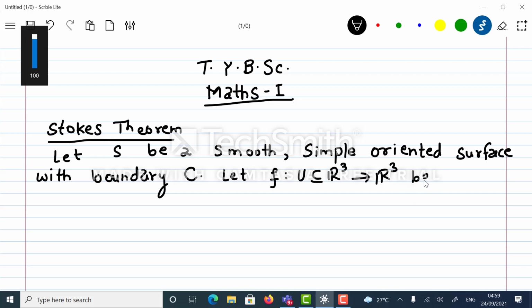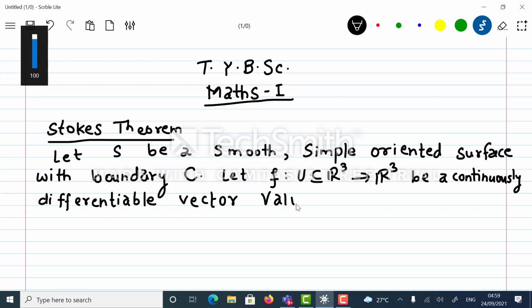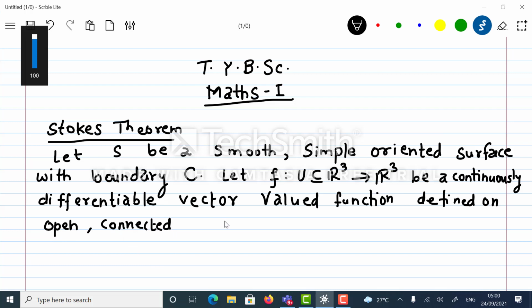be a continuously differentiable vector valued function defined on an open connected set capital U containing the surface S and the boundary C.